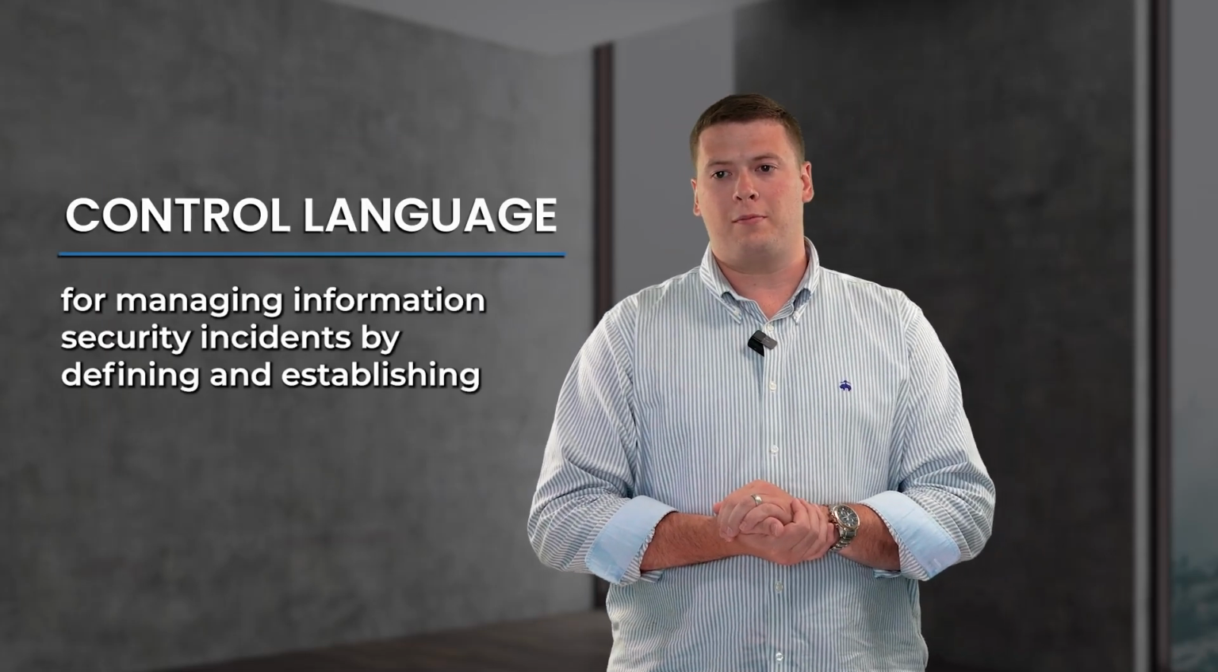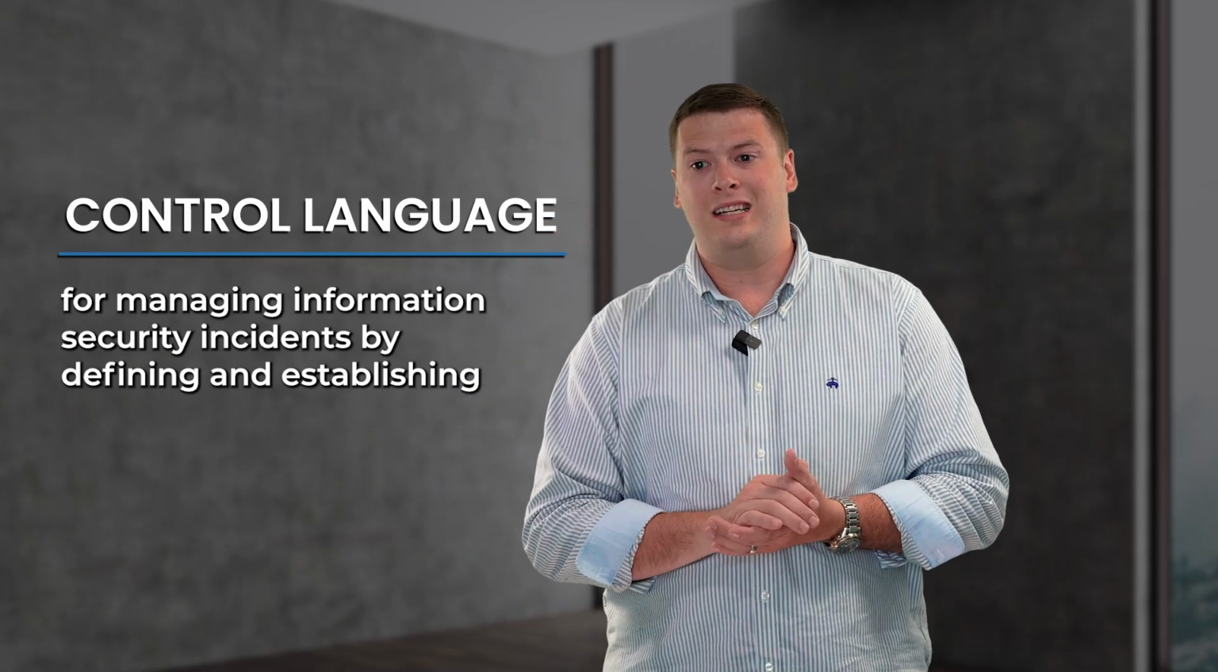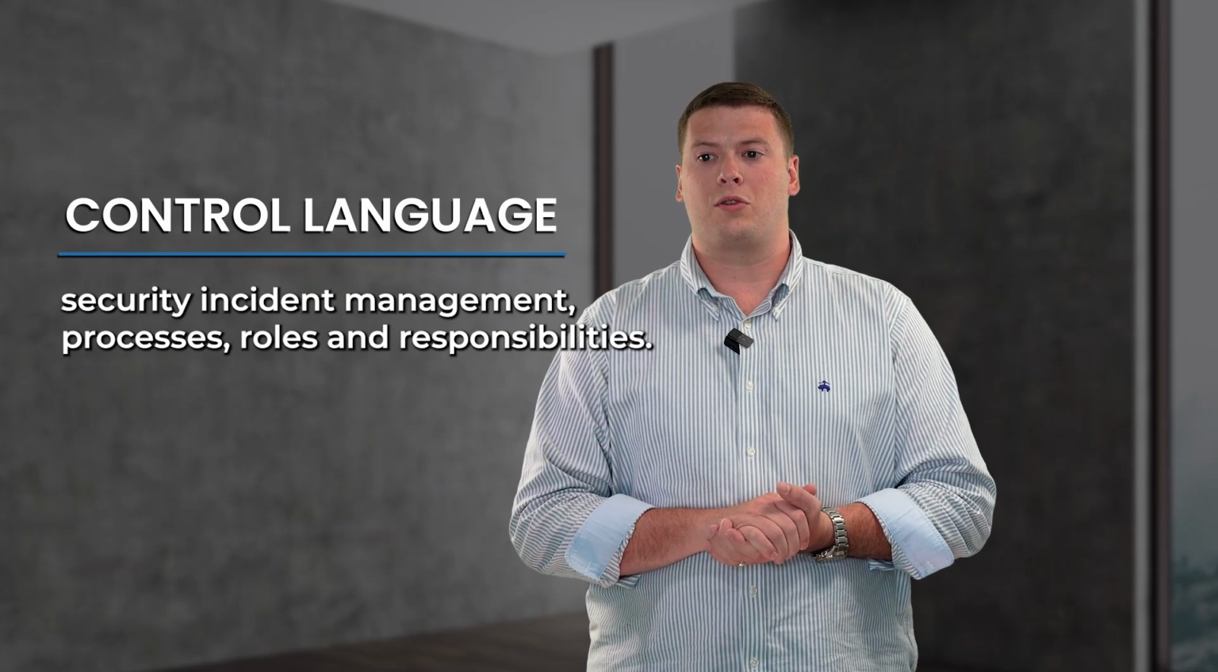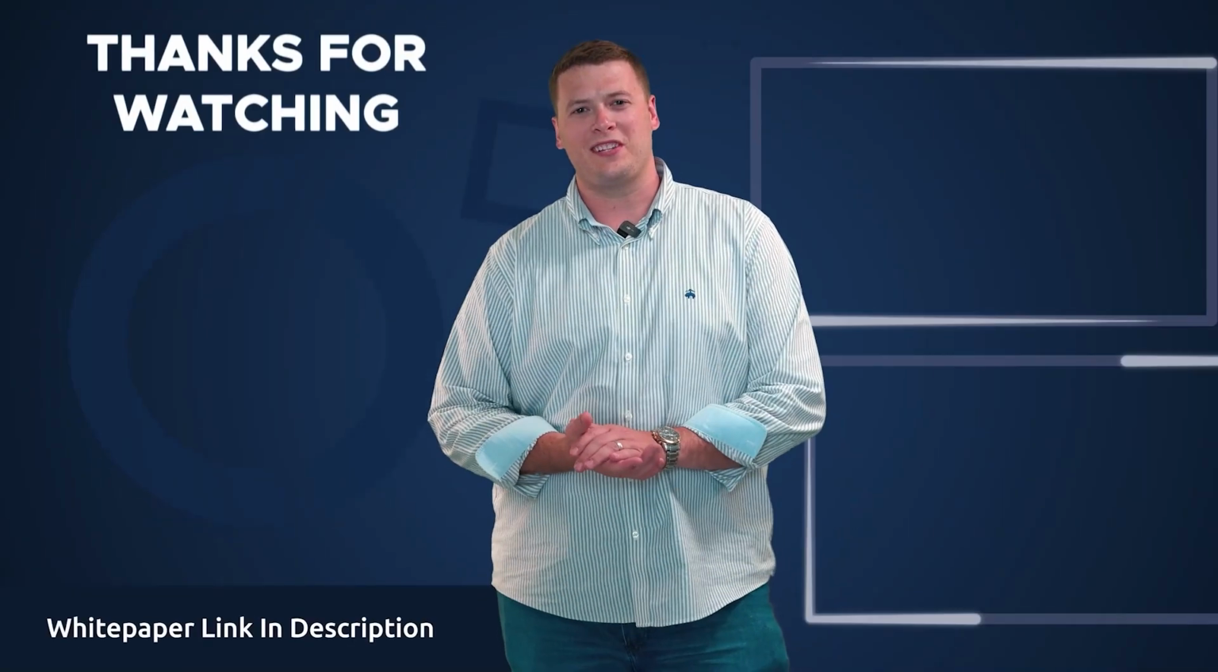The last one is 5.24, Information Security Incident Management, Planning and Preparation. This control says the organization should plan and prepare for managing information security incidents by defining and establishing and communicating information security incident management processes, roles, and responsibilities. Essentially, you need to define the governance of the information security incident management program. This is typically a policy and a plan that works together to tell the team what management's approach is to handling security incidents, and the procedures and processes they should follow in the event that an incident occurs.